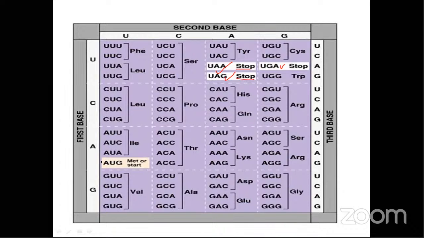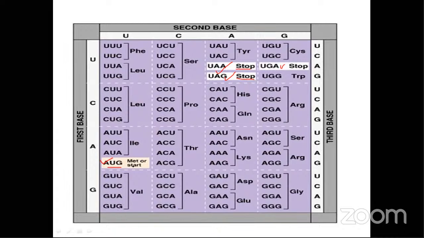And this one is your start codon, that is AUG. It is not mandatory that wherever AUG is there, it will be a start codon, but wherever starting is occurring for a translation process, AUG will be there. That is the thing. You understood it?